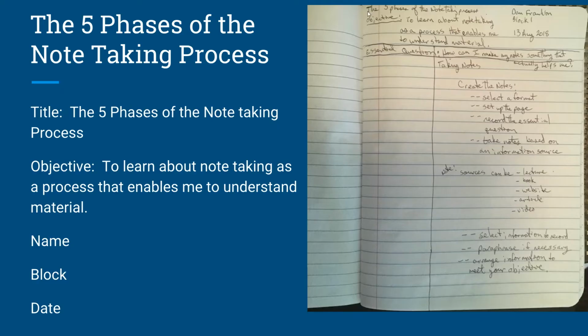So I've put the title, the 5 phases of the note-taking process. I've put the objective, to learn about note-taking as a process that enables me to understand material, and I've put my name, block, and date. Now the reason I want you to put your name and block is as I'm grading this, it makes it go a lot faster for me if I can just take a quick glance and I'm not having to flip through a bunch of pages or over to the front cover to see whose notes I'm looking at.